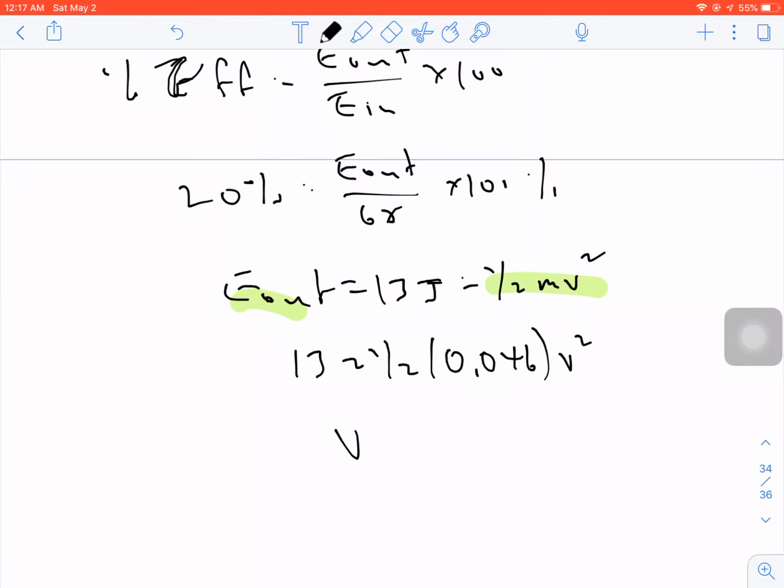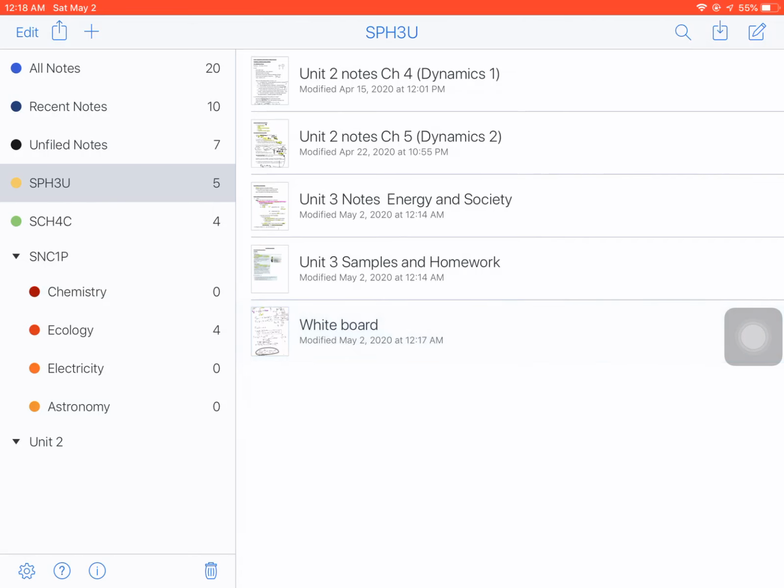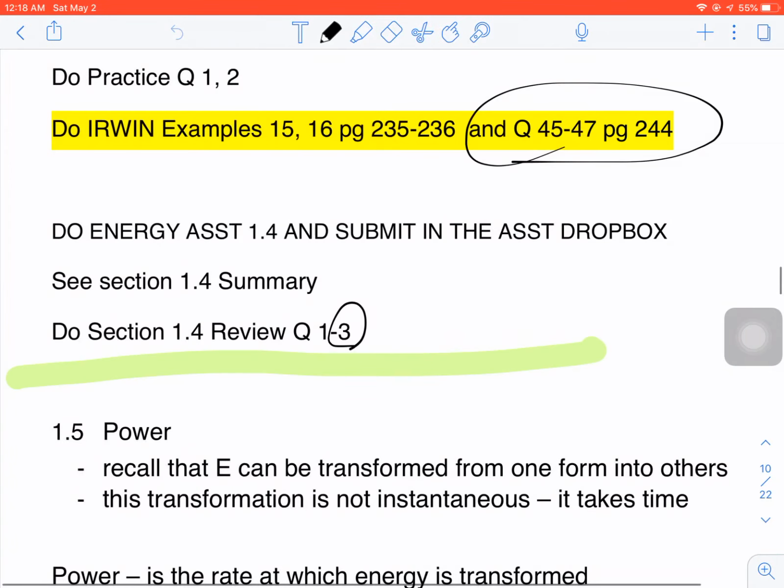Remember, mass has to be in kilograms for half mv squared. And when you do the math, I'm getting a speed of the golf ball of 24 meters per second, which is almost 90 kilometers an hour. So the golf ball is moving pretty fast after it gets hit by the golf club. Okay, so there is one of the homework questions from yesterday.